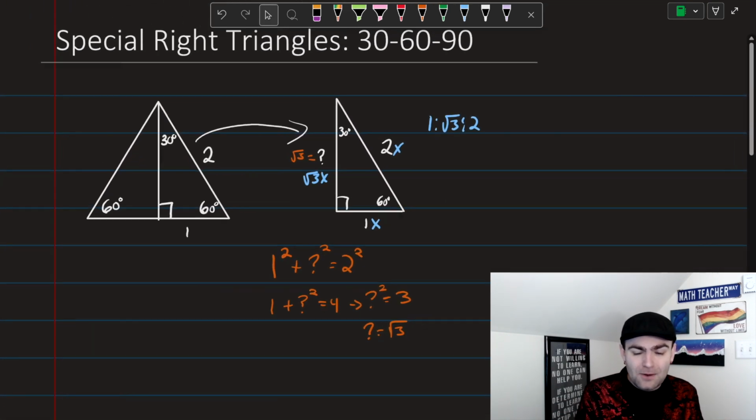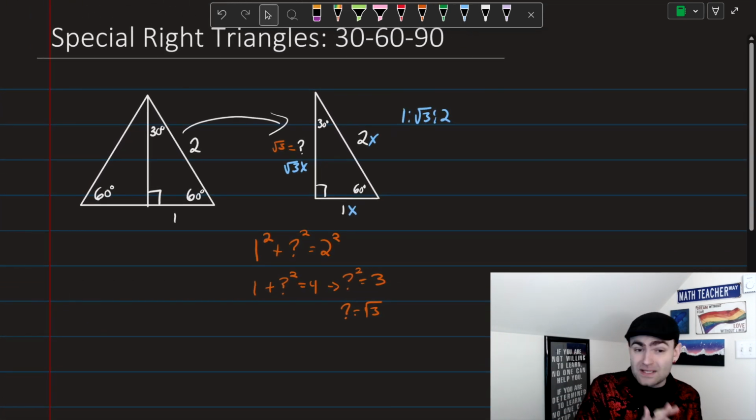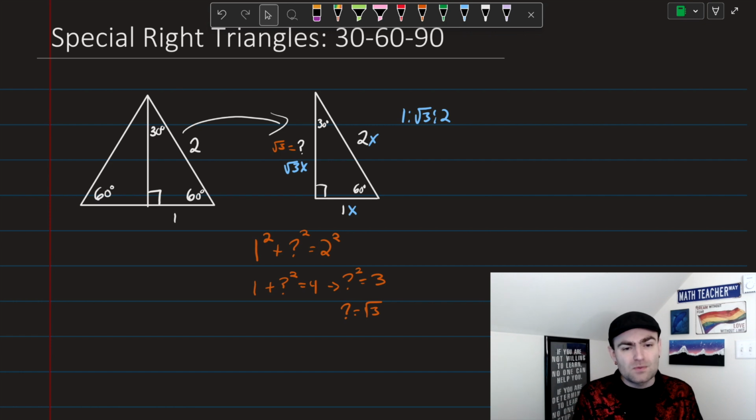So how does this help us? Well, in pre-calculus and calculus, we'll talk about the unit circle. It's lovely, it's beautiful, it's wonderful. But for our intents and purposes right now, it's going to help us cheat to solve some questions a little bit nicer than having to do Pythagorean theorem every single time.